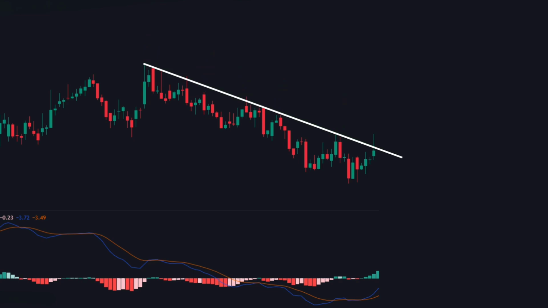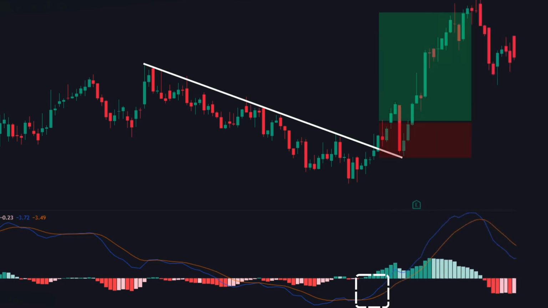Next, you can see that at this point, a bullish crossover occurs in MACD. But you shouldn't take an immediate trade. You must wait for the actual trend line breakout. Next, at this point, it is visible that a green candle broke the trend line. If on the next day, the high of this green candle is broken, then you can buy here.